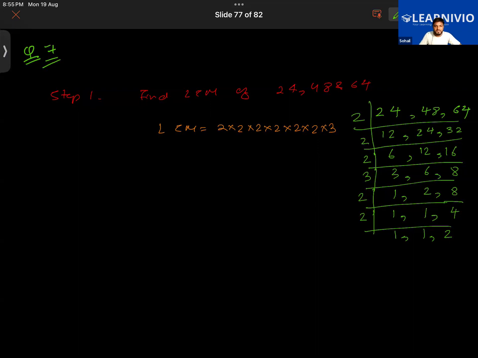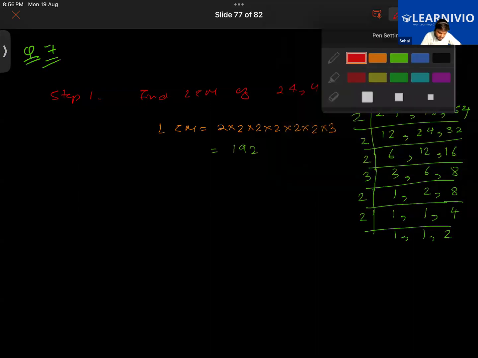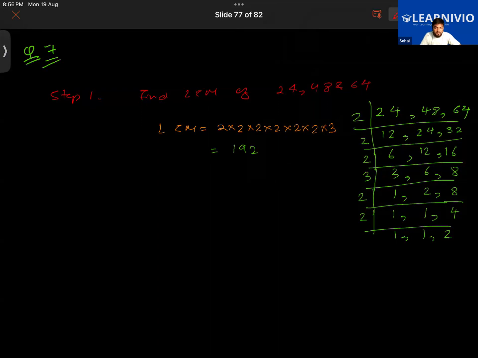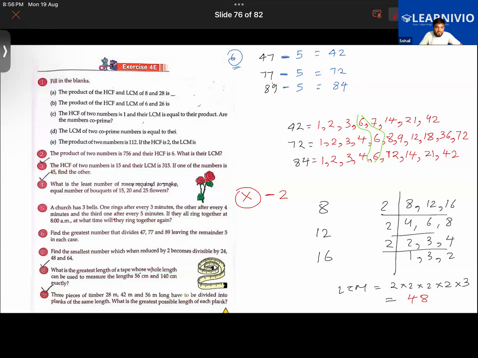Yes. What is the answer you're getting? 192. Very good. Okay. Now remember the question, what the question was saying. Read the question yourself. Find the smallest number which, when reduced by 2, becomes divisible by 24, 48, and 64. Okay.